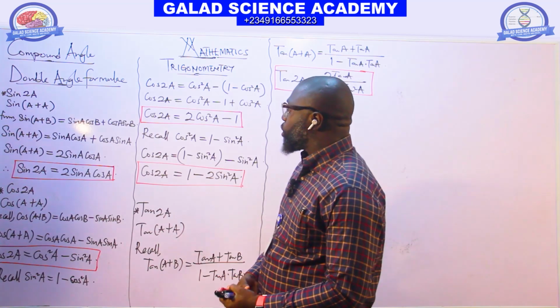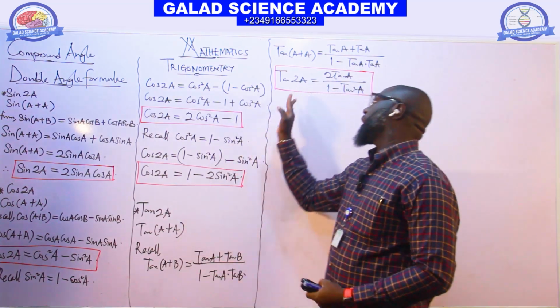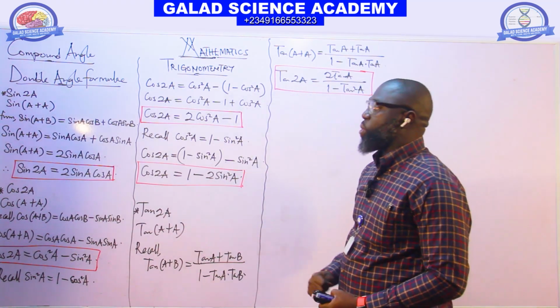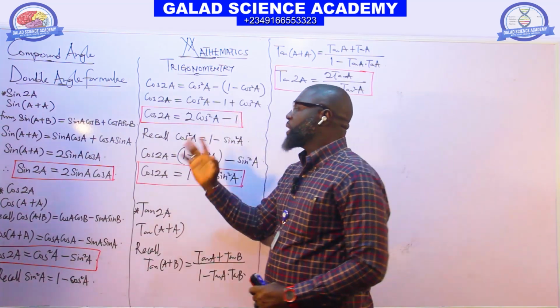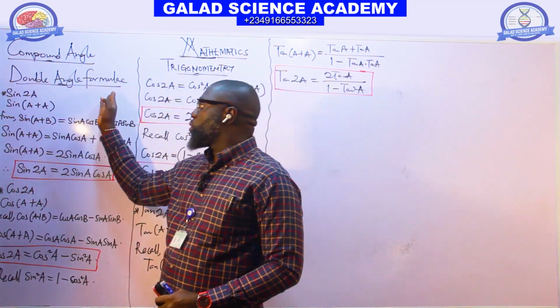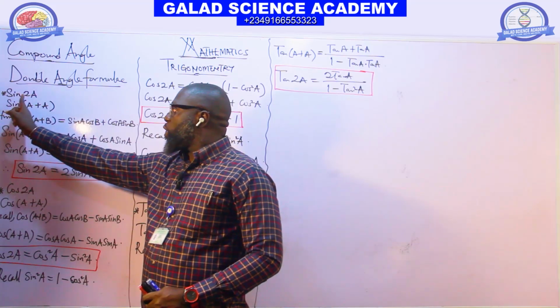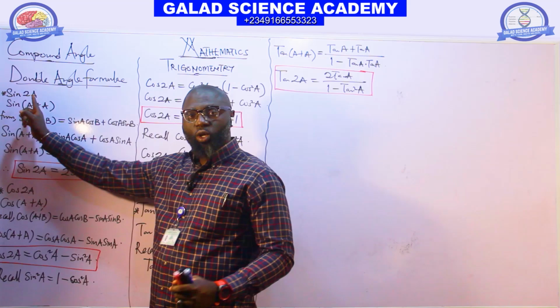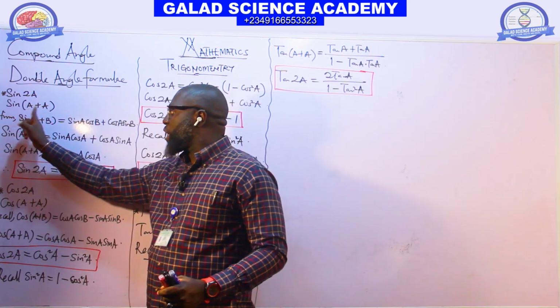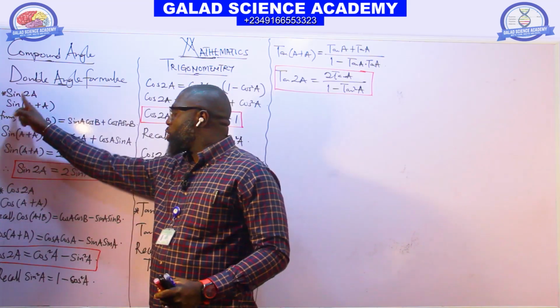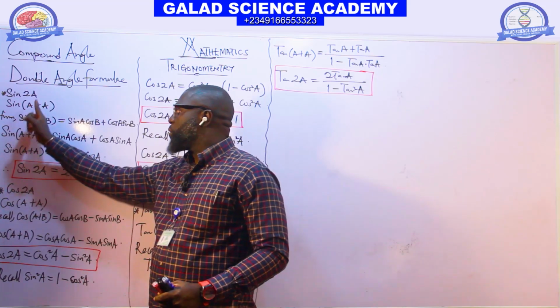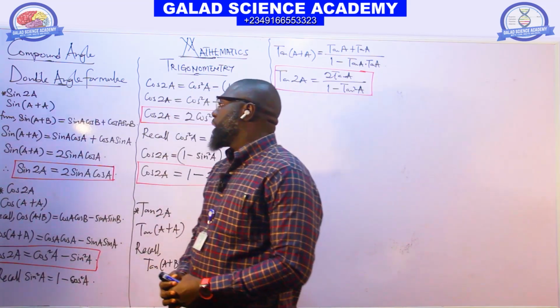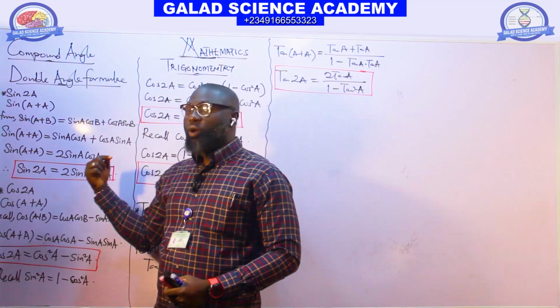So I would like to continue from where I stopped, which is the double angle. For the trigonometry of a double angle, we have sine of 2A. This 2A simply means the double angle of A. So sine of the double angle of A, which is 2A.